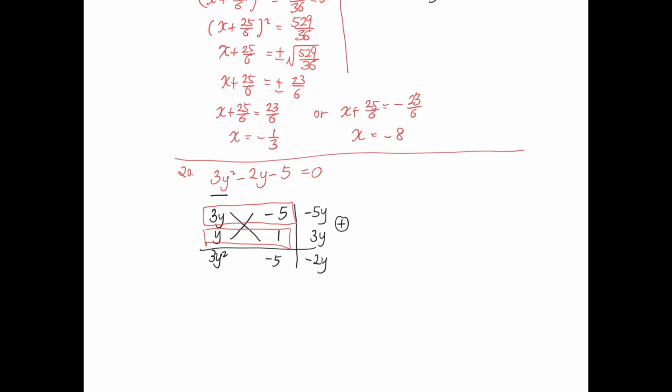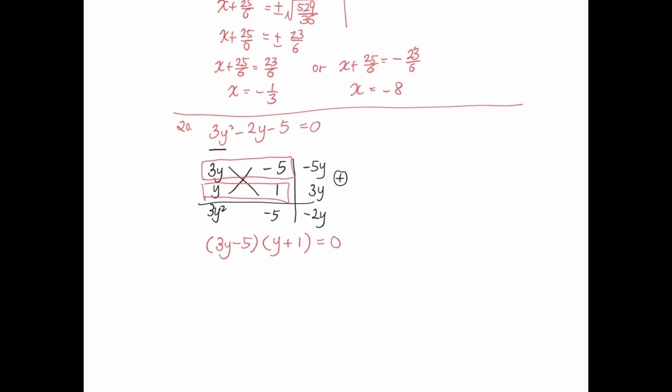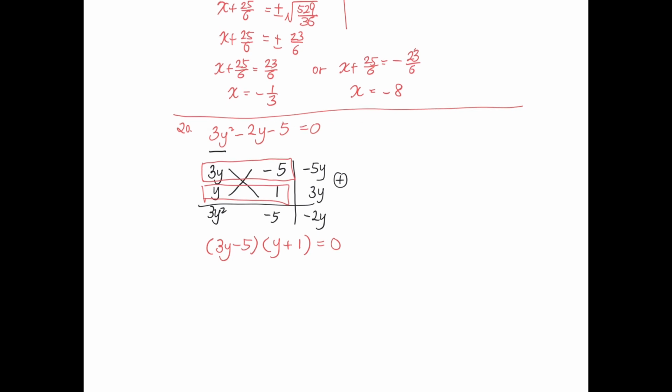So the two factors are 3y minus 5 and y plus 1 equal to 0. If you are using this way, then we can avoid completing the square. Completing the square is good to be used if you cannot factorize. Here we can factorize, so we just stick to this method.